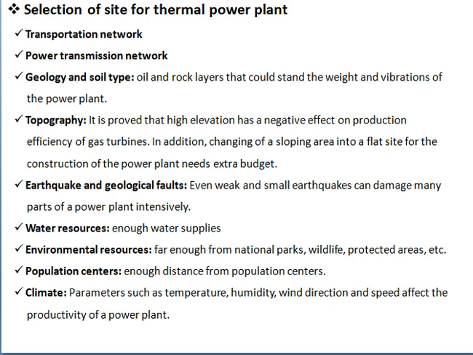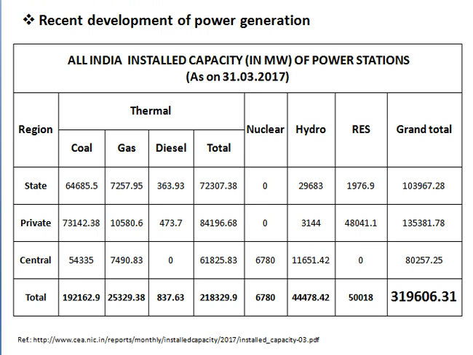Now if we think about the recent development of power generation, here is the all India installed capacity in megawatt for power generation as on 31/3/2017. Here we can see the thermal power plants based on coal, gas and diesel, by region: state government, private sector and central government, with the installed capacity available in coal, gas and diesel, and the grand total of thermal power plants.